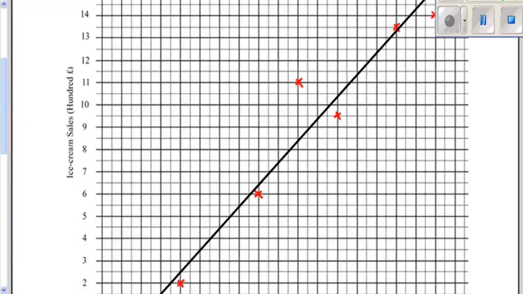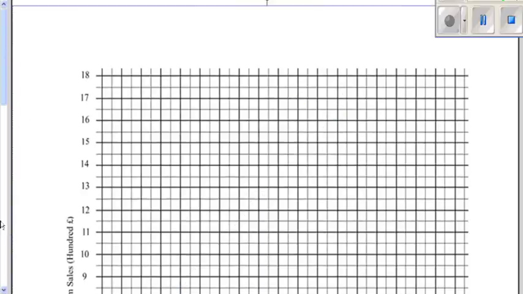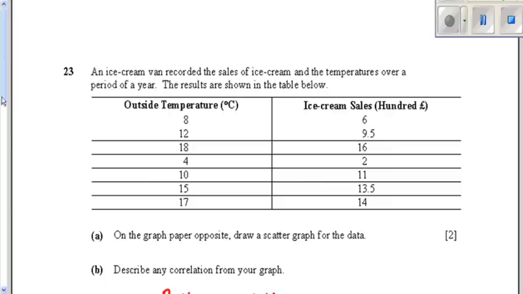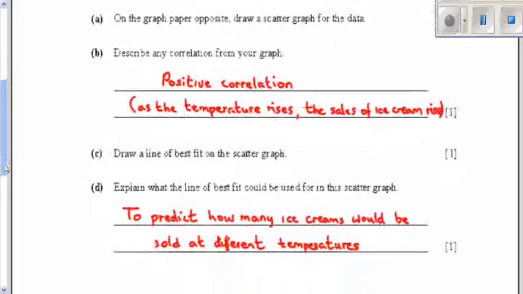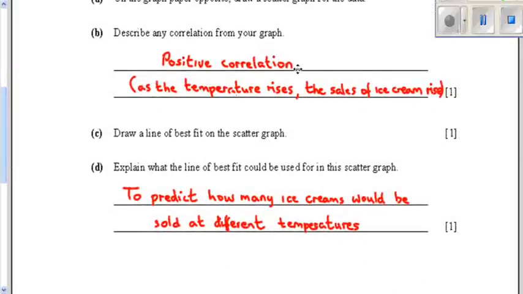And then when we scroll back to the previous things, hopefully we can see our answers. That type of correlation is positive. It's going upwards from left to right, and that means that as the temperature rises, the sales of ice cream also rise, which is fairly logical. You can imagine during the summer ice cream shops sell a lot more ice cream because the temperature's hotter.